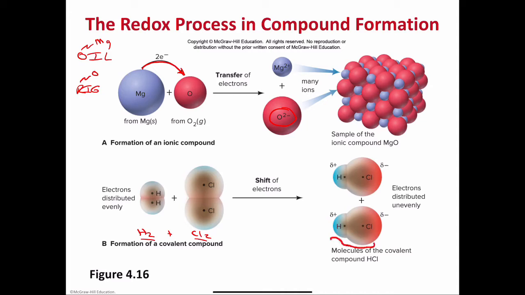So the hydrogen atom has the less negative charge. So it's more delta plus than it had been in H2. So what's the take-home message? It's that H2 loses some of its electron charge and chlorine gains some electron charge.